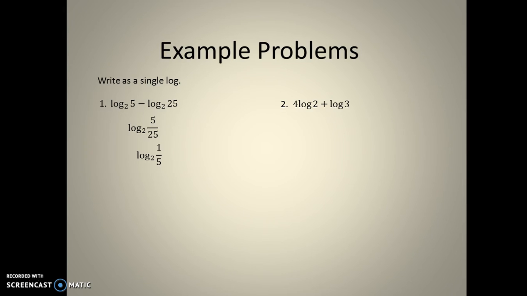All right, number 2, 4 times log of 2 plus log of 3. So I notice I have the same base. The base is 10. I don't have to write that. But then I notice before I can combine my two logs, I do have a coefficient on one of them. So I need to get rid of that coefficient. So the coefficient can actually become an exponent. So I'm going to take the 4 that's just in front of the log 2, and I'm going to put that 4 on the 2.